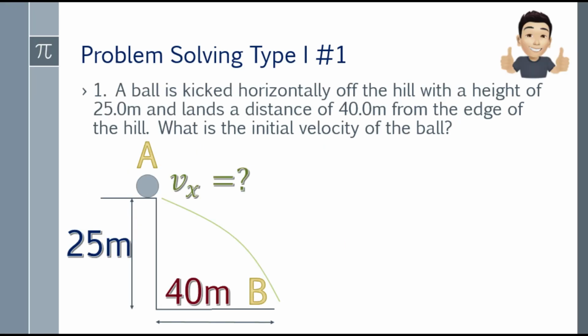Number 1, a ball is kicked horizontally off the hill with a height of 25 meters and lands a distance of 40 meters from the edge of the hill. What is the initial velocity of the ball? Okay, so inahanap natin dito is initial velocity. Meron tayong binigay na height na 25 meters, so nasa hill daw siya, at yung 40 meters, that's the range. Yung distance ng base ng hill doon sa lapagan ng bola. So, from B doon sa base ng hill, that's 40 meters.